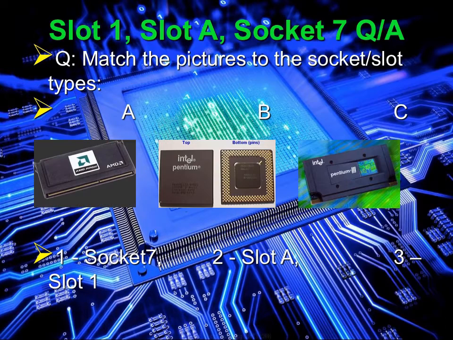We have pictures of slots and sockets. First one is socket 7, second is slot A, third is slot 1. There are quiz matches of pictures to the socket or slot type. First one is socket 7, second is slot 1, and third one is slot 1.